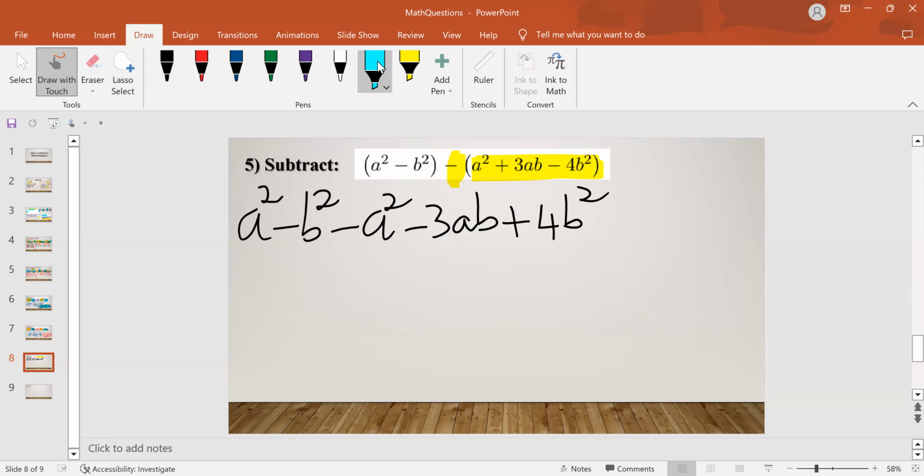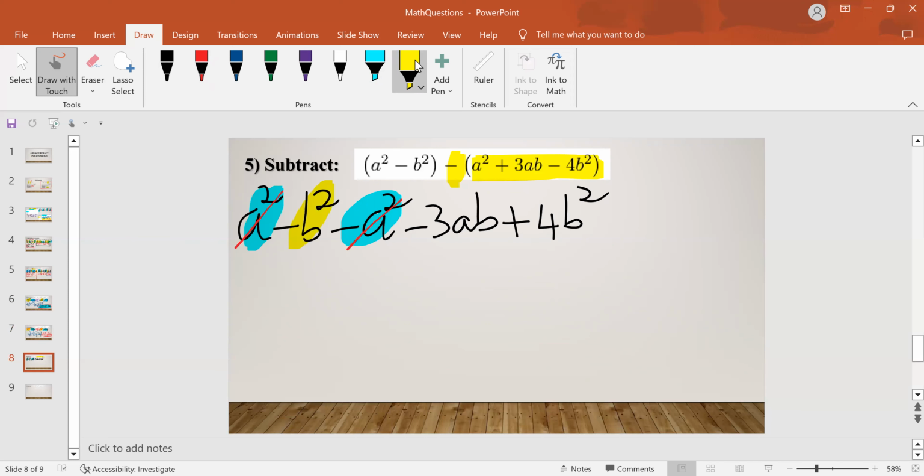Again, let's see like terms. So we have a squared and the negative a squared. This cancels. You have to understand that the coefficient for a squared is 1, and the coefficient for the other a squared is negative 1. So 1 added to negative 1 is 0. So it cancels out. We continue.